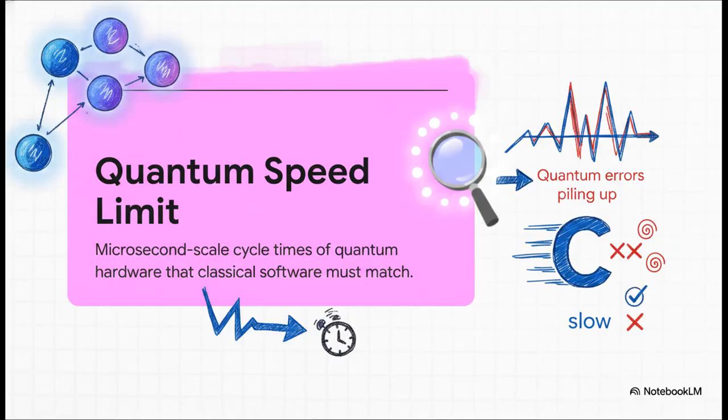If you've been following the noisy intermediate scale quantum era, or NISQ, you know exactly what this is. We're talking about the microsecond scale cycle times of physical quantum hardware that classical error correction software simply has to match to achieve fault tolerance. I mean, if our decoders are too slow, quantum errors just pile up way faster than they can be fixed. The software must be flawlessly optimized to prevent this from happening.